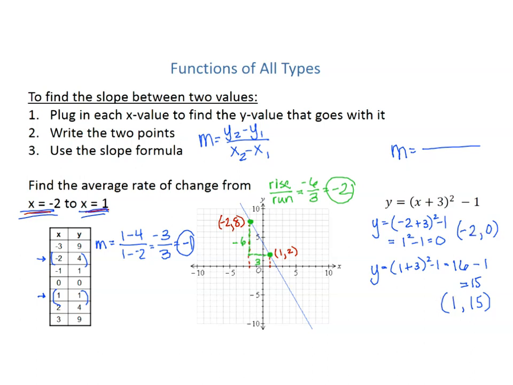So I'm going to do 15 minus 0 on top. And then on the bottom, I'd have to do 1 minus negative 2. So 15 minus 0 is 15. 1 minus negative 2 is the same as 1 plus 2, which is 3. So I get a slope of 5.